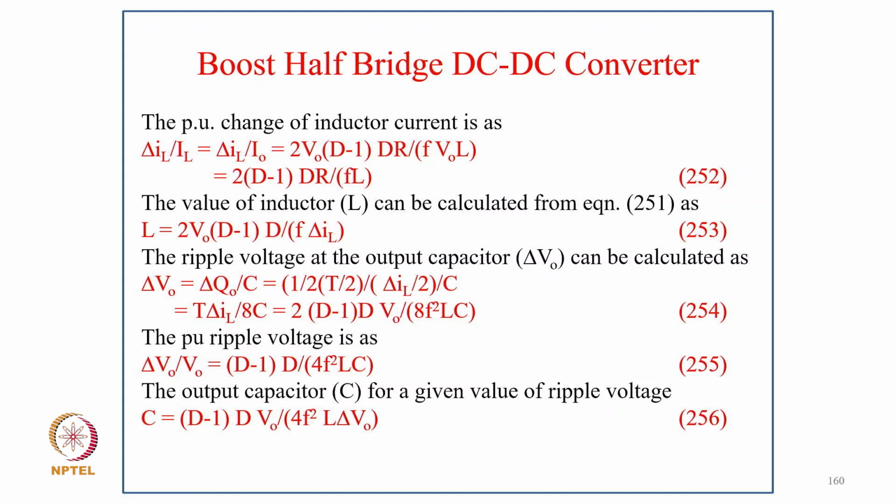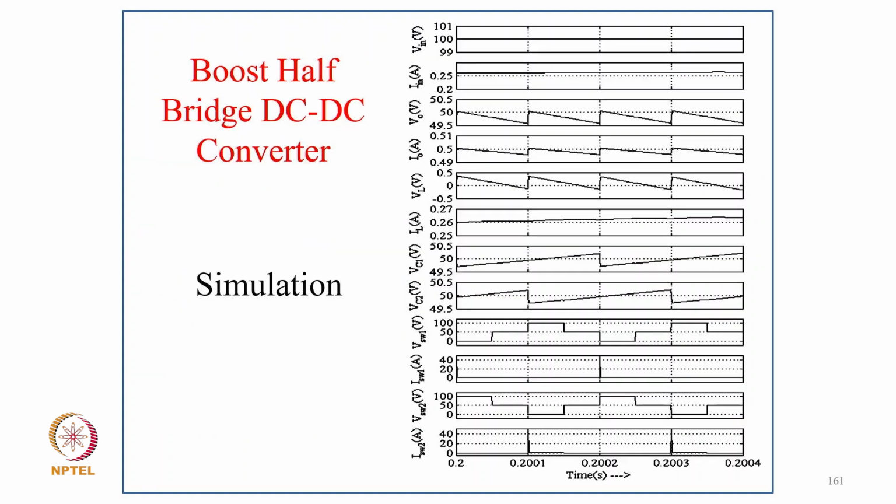So the per unit ripple voltage will be delta V0 upon V0, that is equal to (2D minus 1) D upon 4 F square LC, and the output capacitor for a given value of ripple voltage is C equal to (2D minus 1) D V divided by 4 F square L delta V.